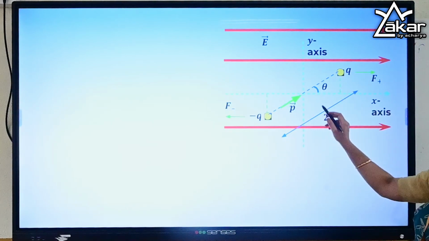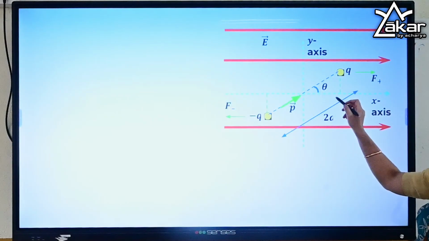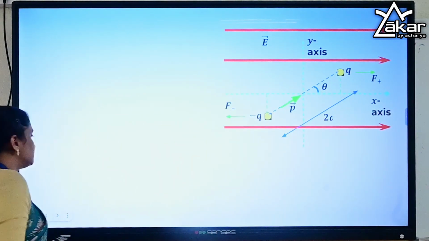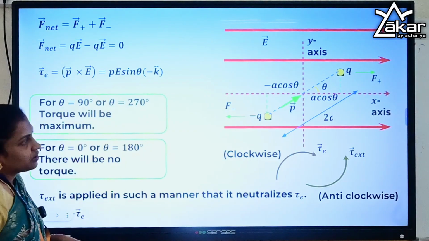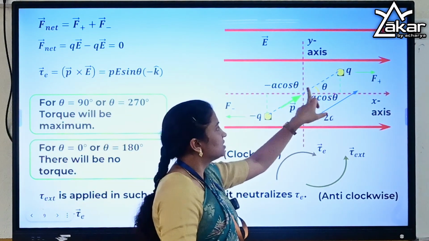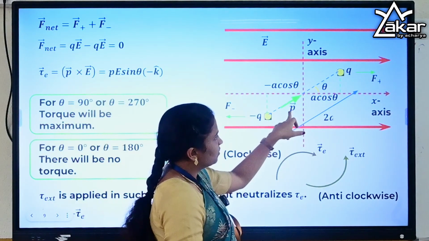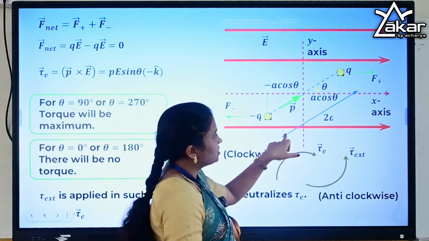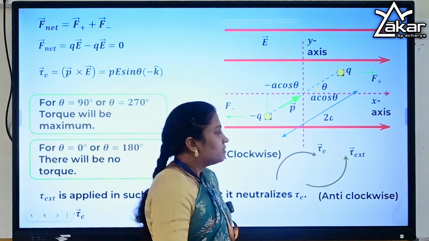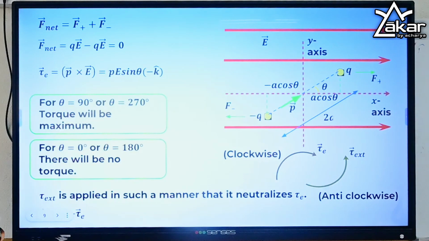Because we know that when it forms a theta, we will get two components, horizontal and vertical components. So we will get a cos theta and minus a cos theta. Then the dipole is the P vector and the distance between the charges of the dipole is 2a. This is the diagram. Then we have to come to the derivation.